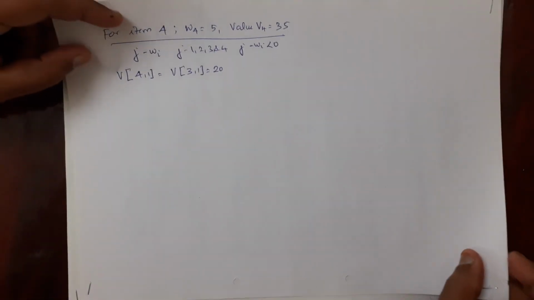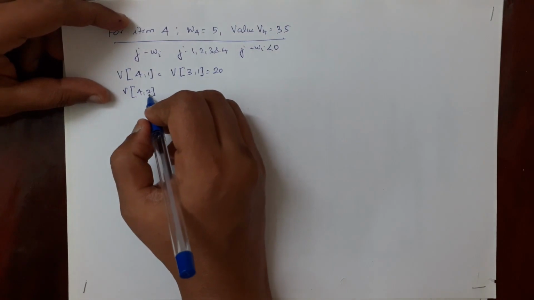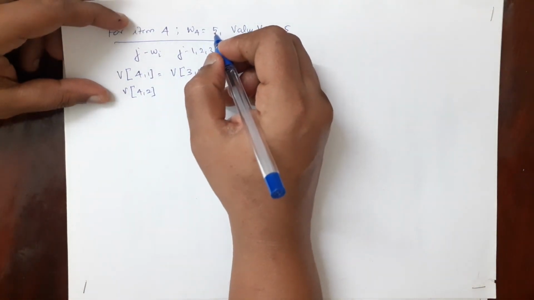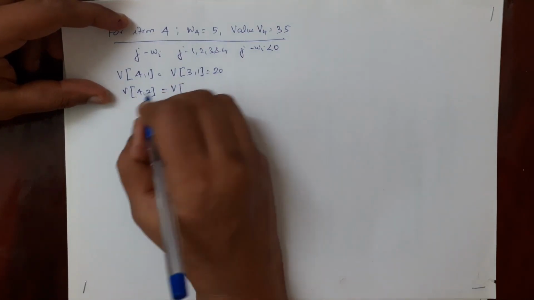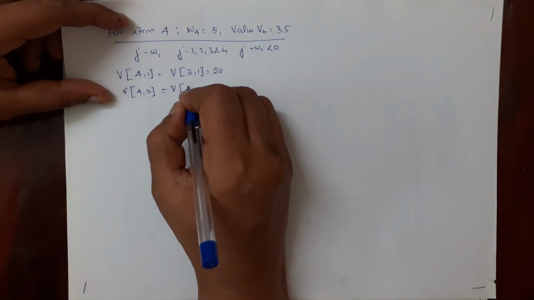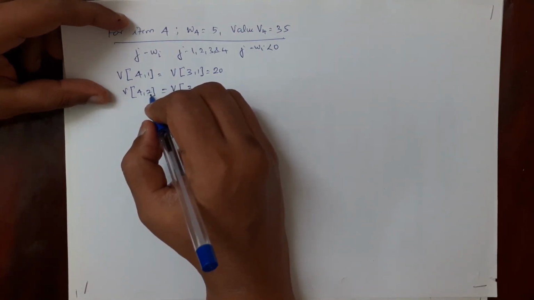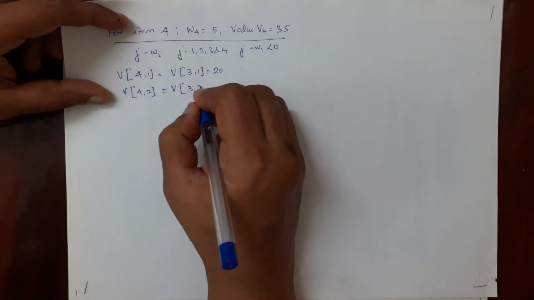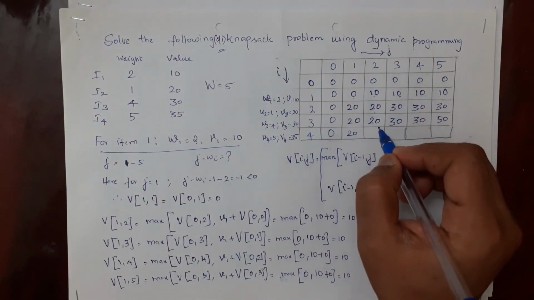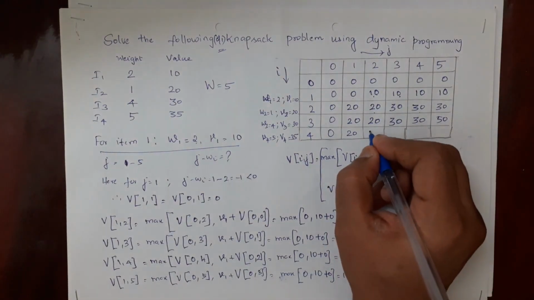Okay, next for finding v of 4 comma 2, the j value is 2, 2 minus the weight 5, 2 minus 5 is minus 3, which is also less than 0. So this also should be i minus 1, i is 4, so i minus 1 is 3 comma j minus wi, that is the j value, so v of 3 comma 2. Third row, second column, that is also 20. So put 20 here, and fill the same entry in the table also.